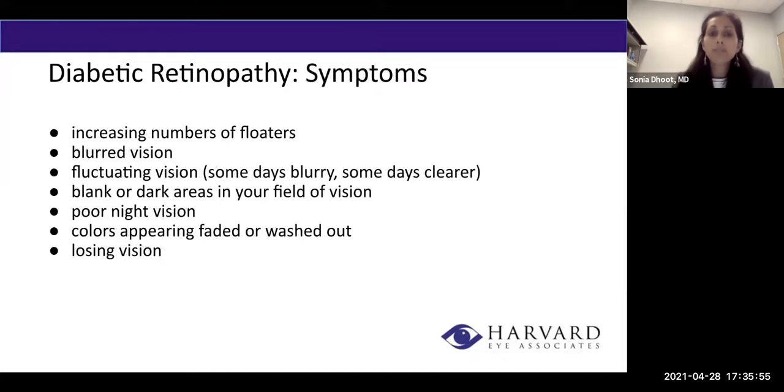So what are the symptoms? Again, these are symptoms that people usually don't have until much later in the disease. But sometimes people will complain of floaters, blurry vision, fluctuating vision, blank or dark areas in your field of vision, poor night vision, color vision being affected, and then just overall kind of feeling this sense of losing vision.